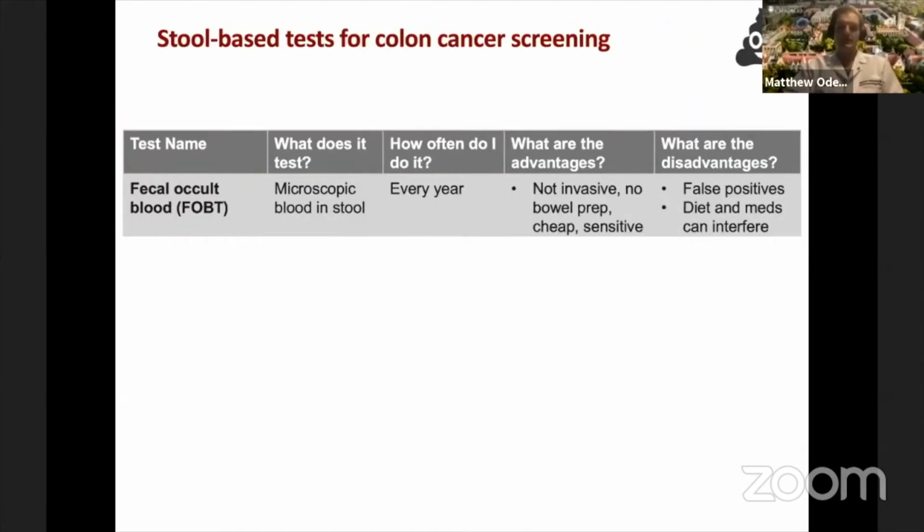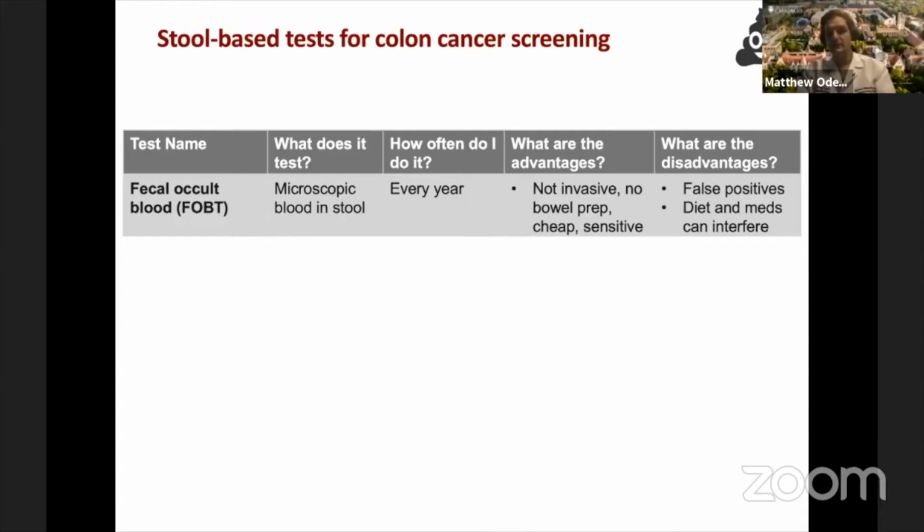So stool-based tests offer a really great option for many patients to get screened for colon cancer. And the oldest one of these is a fecal occult blood test. What that looks for is microscopic amounts of blood in the stool. And if it's negative, this needs to be done every single year. The advantages of this is that it's not invasive. You're just giving a sample of your stool. There's no prep needed. It's pretty cheap and widely available, and very sensitive for detecting colon cancer.